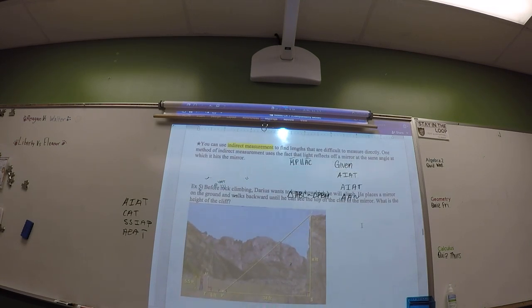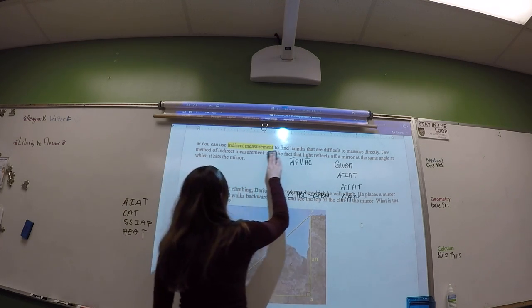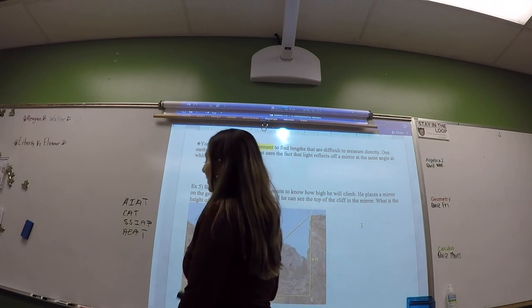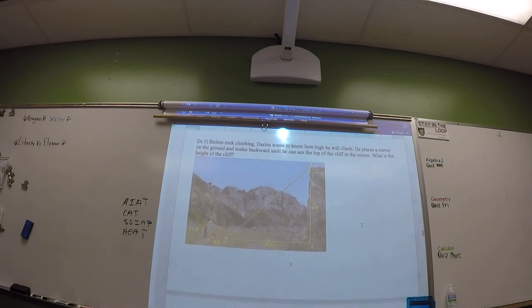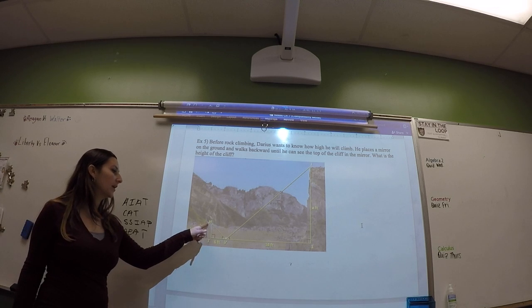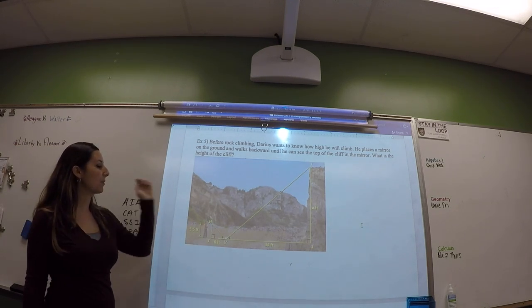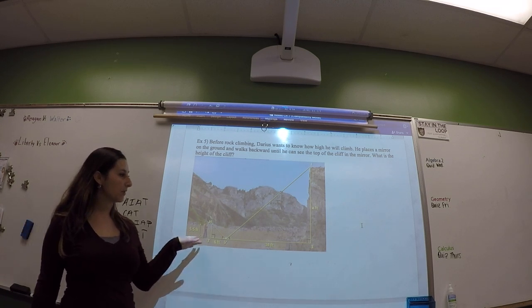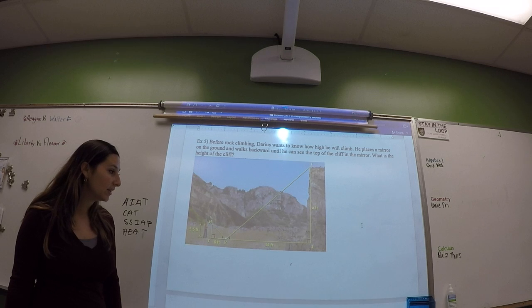Right, so the next ones are more like solving using similar triangle concepts. You can use indirect measurement to find lengths that are more difficult to find directly, like stuff that's really close or really far away. If you look at this picture, this is a little dude standing and looking at a mirror. The mirror is reflecting the top of this cliff, and he wants to know how high the cliff is.